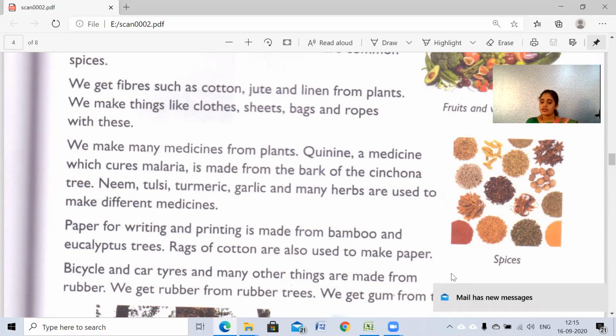Is it not so? From cotton we make clothes, jute also, linen also. They are used to make clothes, bags, ropes, and so many other things. So we get fiber from the plant, from which we make fabric.